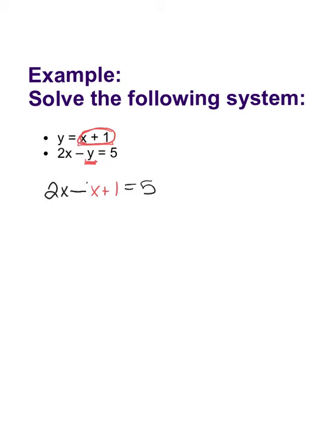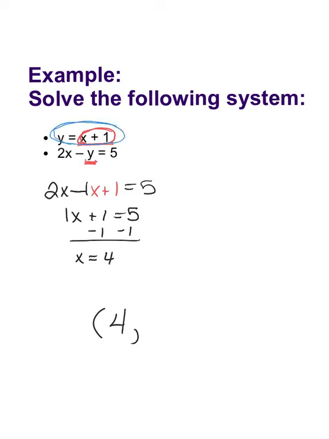I highly recommend you put a 1 in front of the x there. So 2x minus 1x is 1x, and then plus 1 equals 5. Now to solve this, I'm going to minus 1 from each side, and I get x equals 4. You're almost done. Since I have x equals 4, I know in my point it's going to be 4 something. So pick one of the original equations. I personally think the top one is easier.